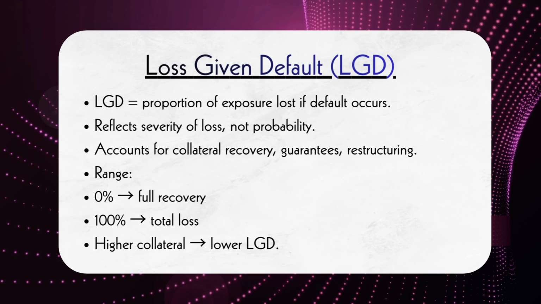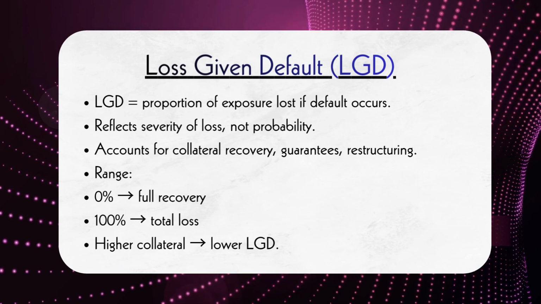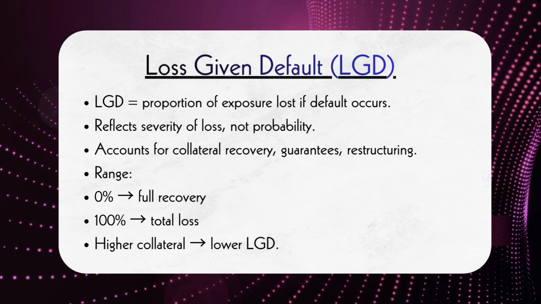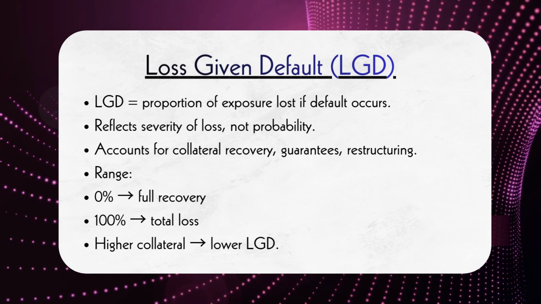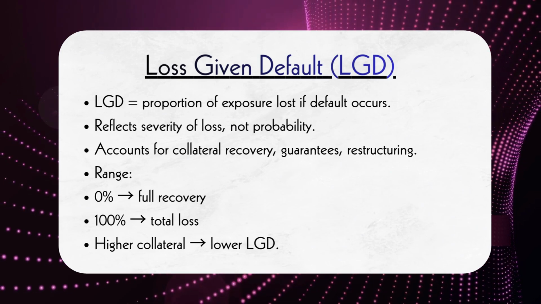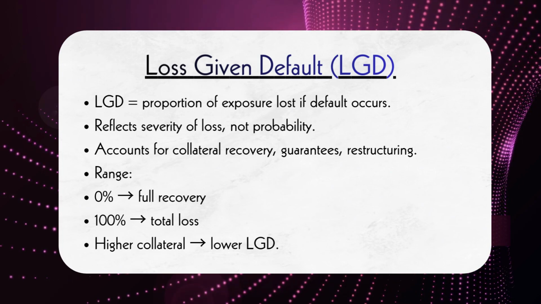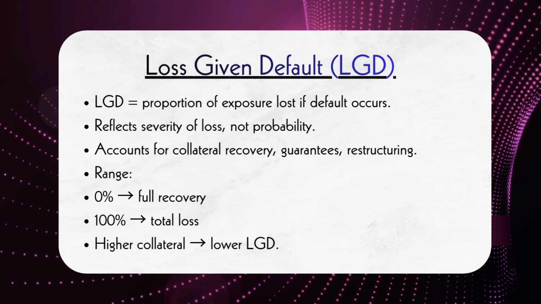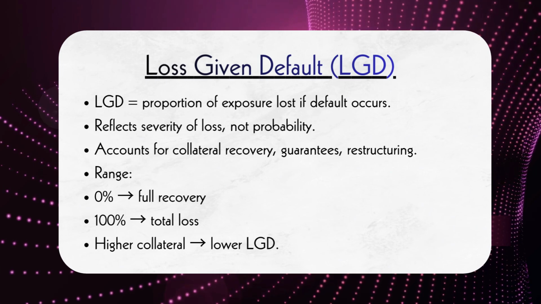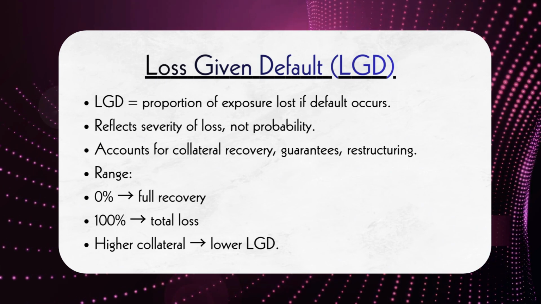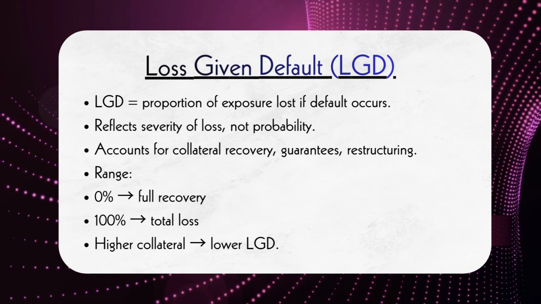That's where loss given default, or LGD, comes in. LGD measures the severity of the loss after default. If a loan is unsecured and nothing can be recovered, LGD could be close to 100%, meaning total loss. But if the loan is backed by collateral like property or machinery, the bank can recover some money, and LGD might drop to 30% or 40%. So LGD tells us the fraction of exposure that is not recovered. In simple words, PD is the chance of falling, while LGD is how badly you get hurt after the fall.